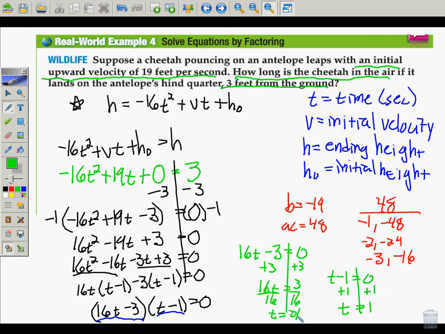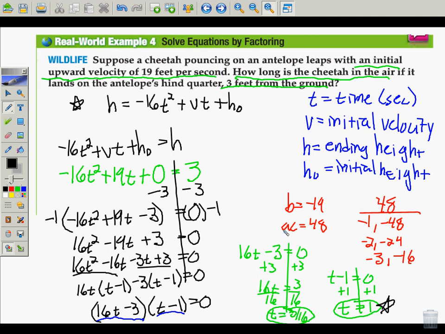And here's where you have to think a little bit. Okay? Obviously, this second time is going to be when we land on the antelope. But this first time we found is not actually going to be when our jump started. Our jump started when t equaled 0. Okay? This is actually when we passed 3 feet on the way up. And I'll actually show you what this means. You don't have to write this down, just you can pay attention to this example.